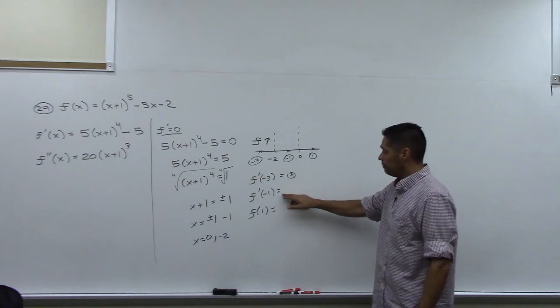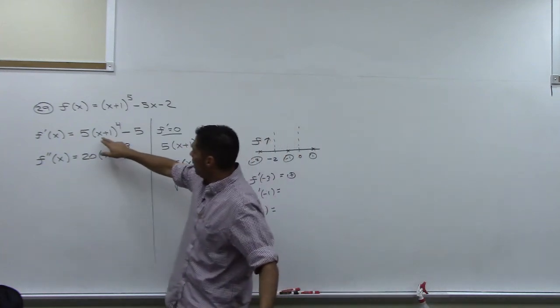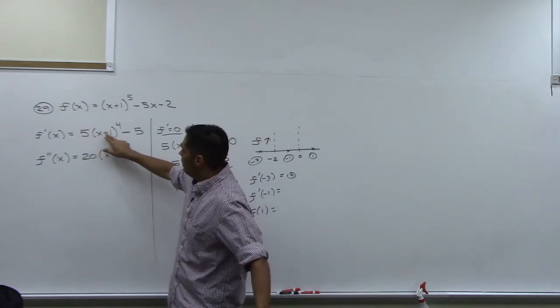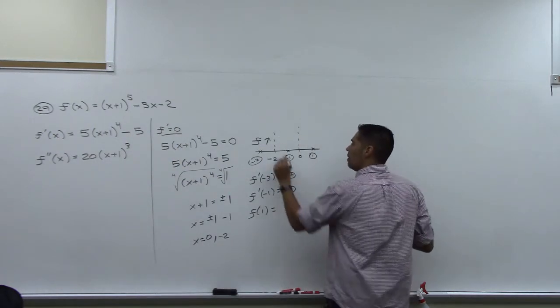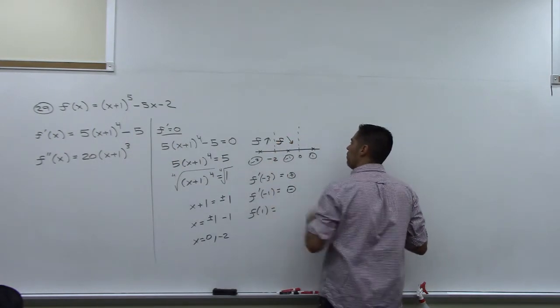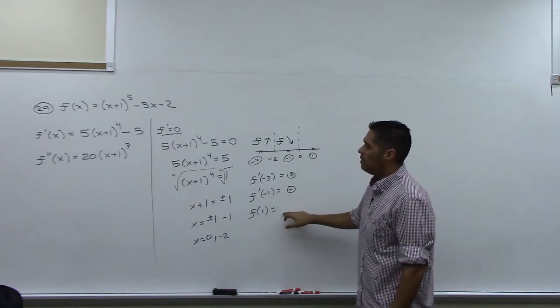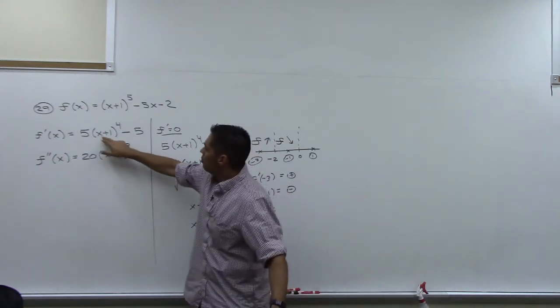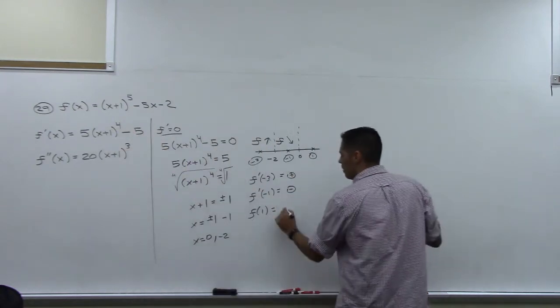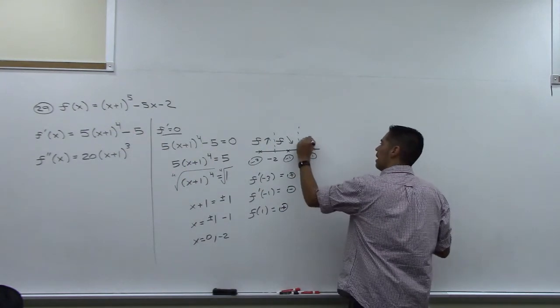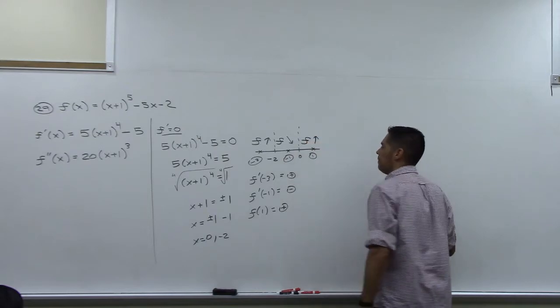Now negative 1. If I plug in negative 1, I get 0 here, and that all goes away, and we just get the negative there. It's negative 5, so negative. So my original function is going down. And then at 1, if we plug in 1, we get 2 in here again, 2 to the fourth power. That's a big number, so that's going to be positive. So we get f is going up.